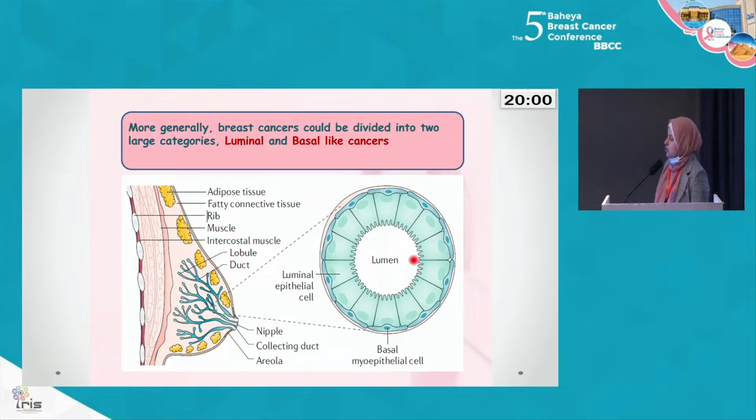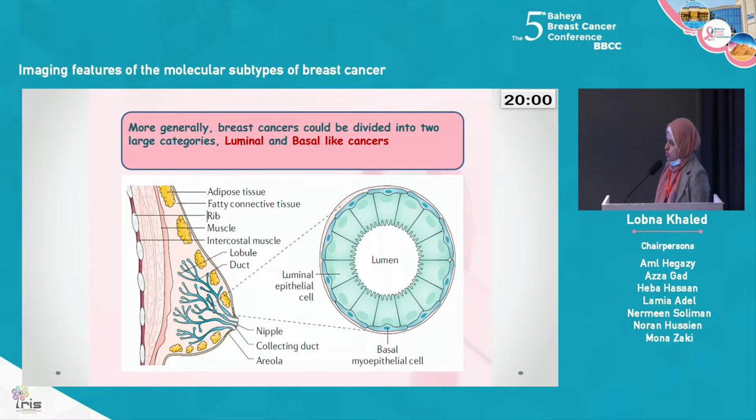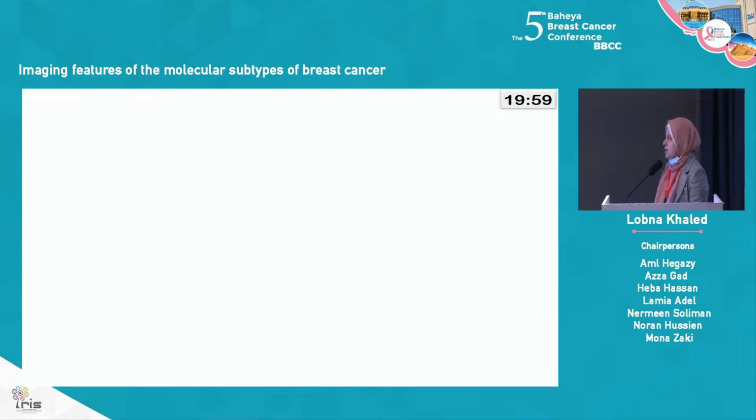This is a cut section of the duct showing inner lining biluminal cells surrounded by basal-like cells. More generally, when the tumor shows criteria similar to the luminal cells, they are categorized as luminal cancers, while when the tumors show criteria similar to the basal cells, they are categorized as basal-like cancers.